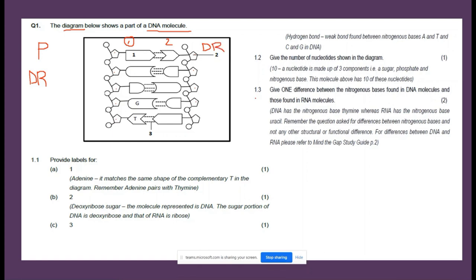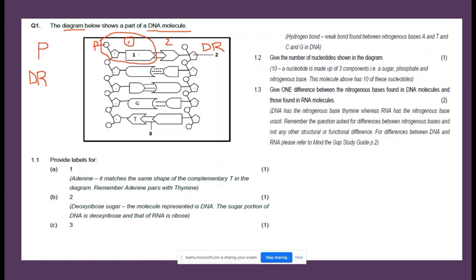You cannot write sugar in the exam because you get different types of sugar. In DNA, the sugar is deoxyribose. In RNA, the sugar is ribose. And then my sugar is attached to my phosphate. So those little round circles represent my phosphate. Remember what we said, a nucleotide is made up of a phosphate, a sugar, and a base. So that would be one nucleotide. Does it make sense?